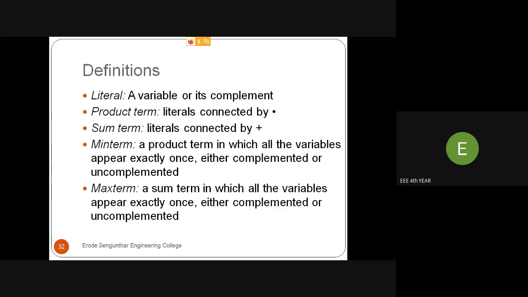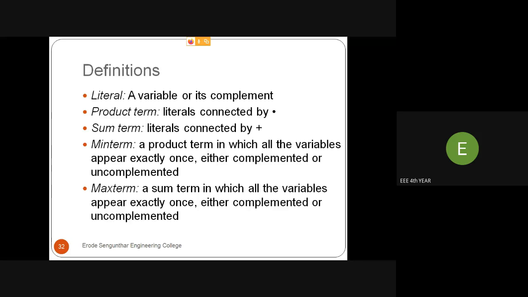A variable or its complement is termed as a literal. Next one is product term. Literals connected by product is called a product term. Literals connected by addition is called a sum term. A min term is defined as a product term in which all the variables appear exactly once, either complemented or uncomplemented. A max term is a sum term in which all the variables appear exactly once.